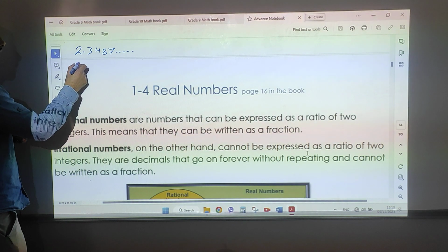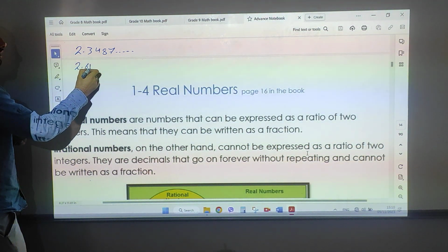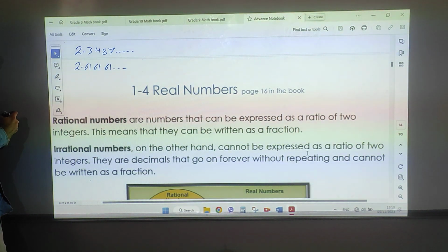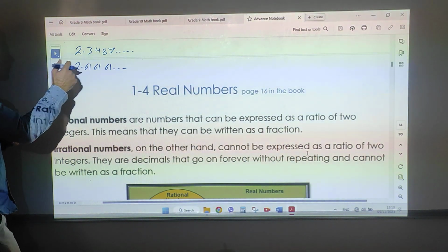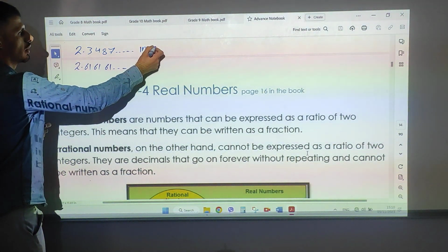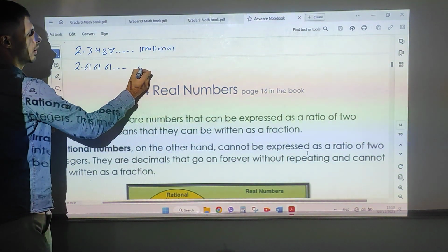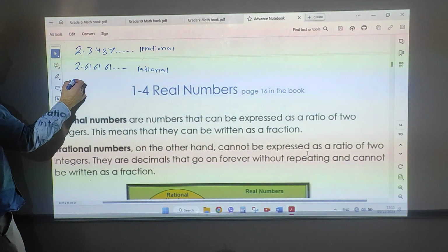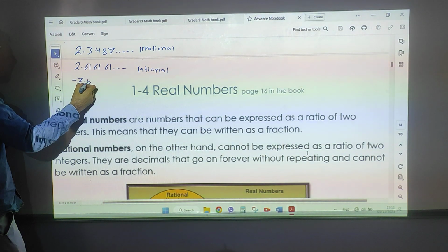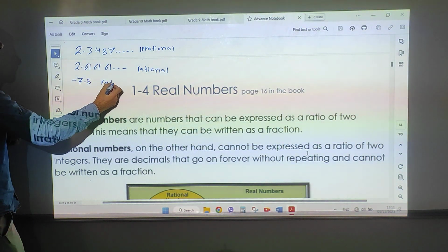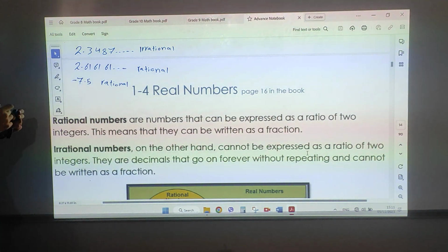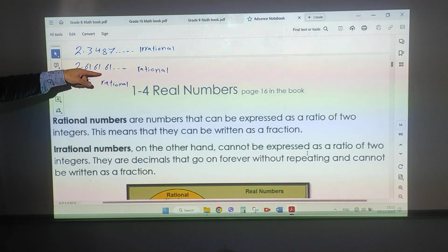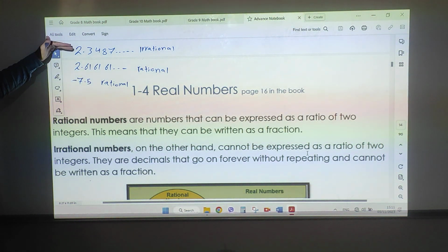But in the case where the digits are repeating, for example 61, 61, 61, and we know it goes on 61, 61, 61, this case is rational. The case which is ending after the point, for example -7.5, there is an ending directly, it is rational. So for the decimals we have these three cases: ending, rational; doesn't end but repeating, rational; doesn't end and doesn't repeat, irrational.